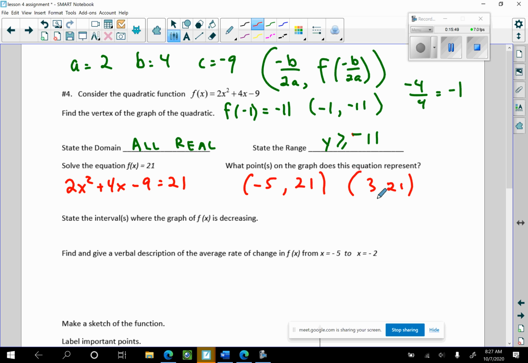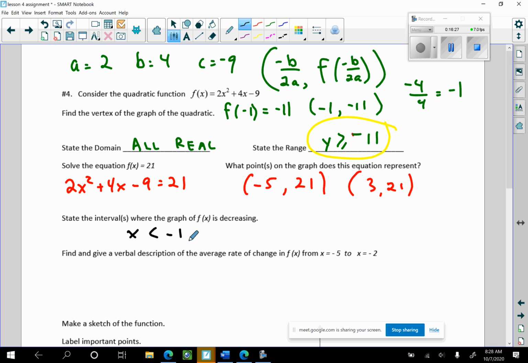This is a very important problem for next year, very important, but it's easy. And it all lies in the vertex. Just like the range, we use the vertex for decreasing and increasing. This one opens up, so it's going to decrease first. So there's hardly any work. f of x is decreasing when x is less than -1. Bam. No work. Stop arguing.